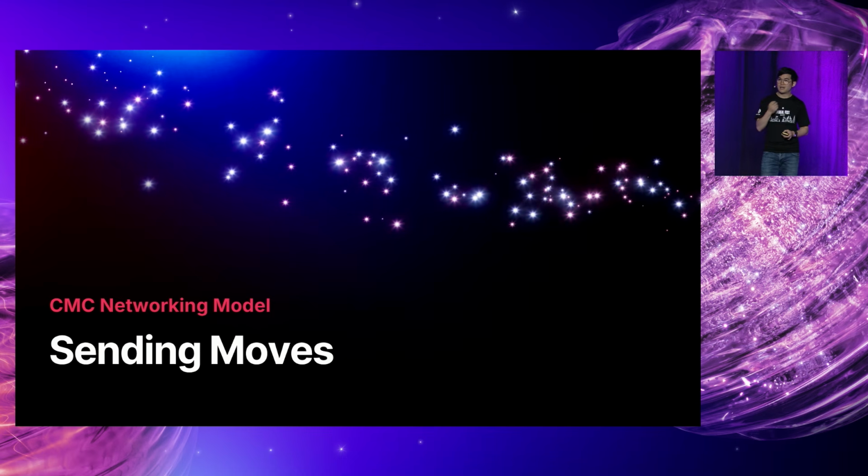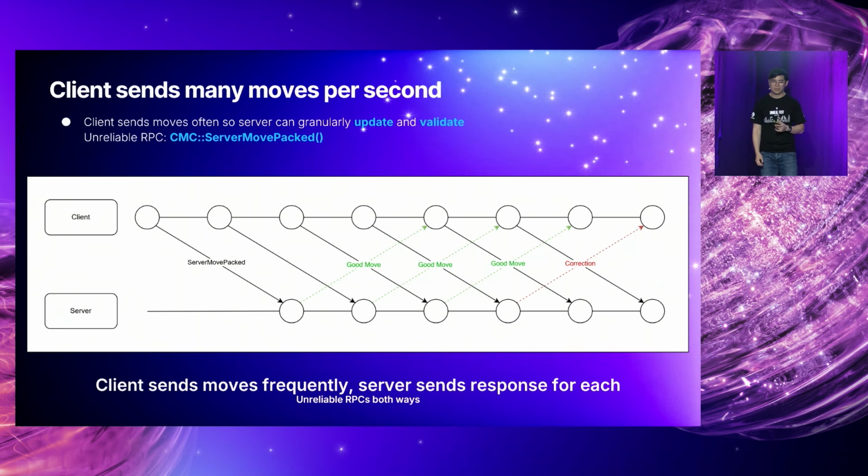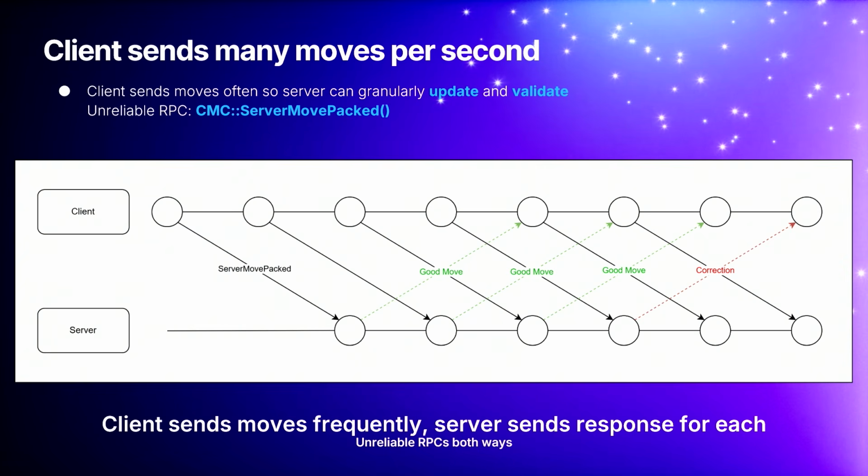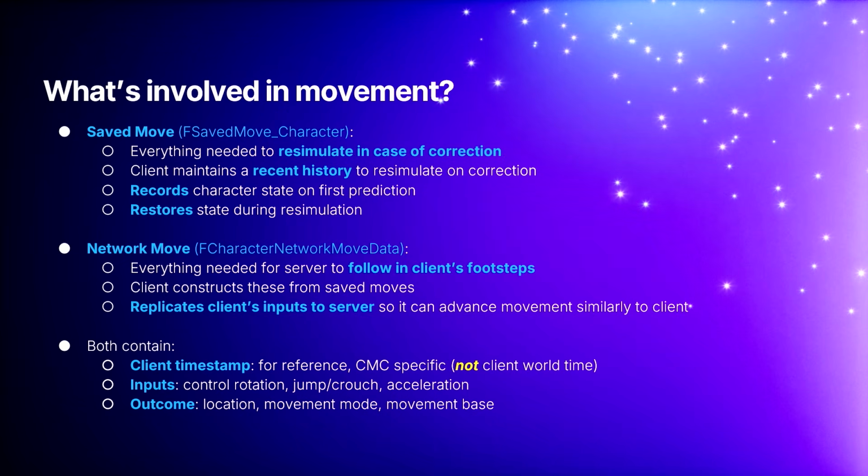Let's start with how my client sends moves for my character. The client sends moves to the server many times per second, and the server will send a response for each of those moves. If you look into the character movement component's code, you'll encounter two important move classes. There's a saved move and there's a network move. In the saved move, the client records everything that's needed in order to resimulate recent moves if needed. The network move contains everything that the server needs in order to execute the same movement.